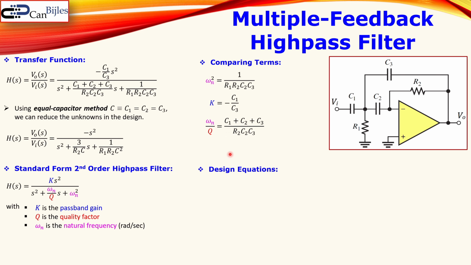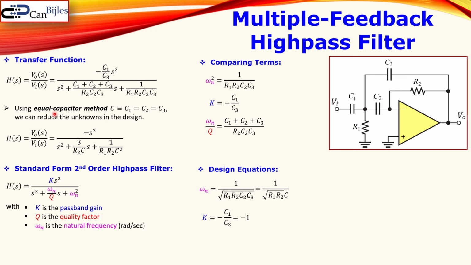Now, in order to go to the design equations, that means really calculating the values of these components, we need to also write that in a different form. Now we can of course take the square root of the left and the right hand side here. So you see here the natural frequency is 1 over the square root of the product of the four components here, so the resistors and the capacitors as shown here, and that can be also written like so if you use the equal capacitor method. The C will be equal to each other in this case, but the gain will then of course always be minus 1.